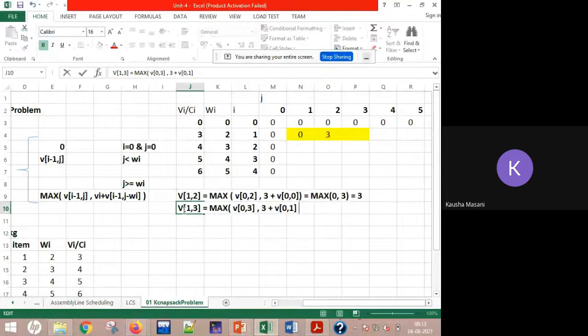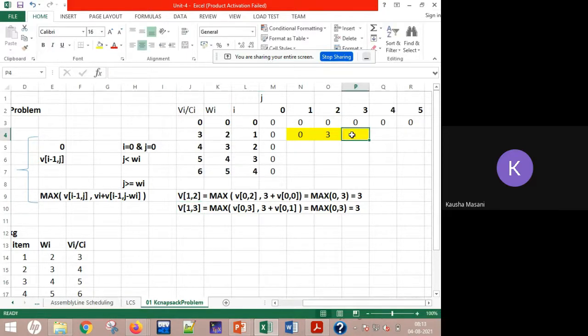I'll solve, you check. So max value V of 0, 3. 0, 3 is 0, comma 3 plus V of 0, 1. Again it is 0. So 3 plus 0. That is 3. So out of these two values, 3 is maximum. So again, I'll put 3 here. Okay. Next value.